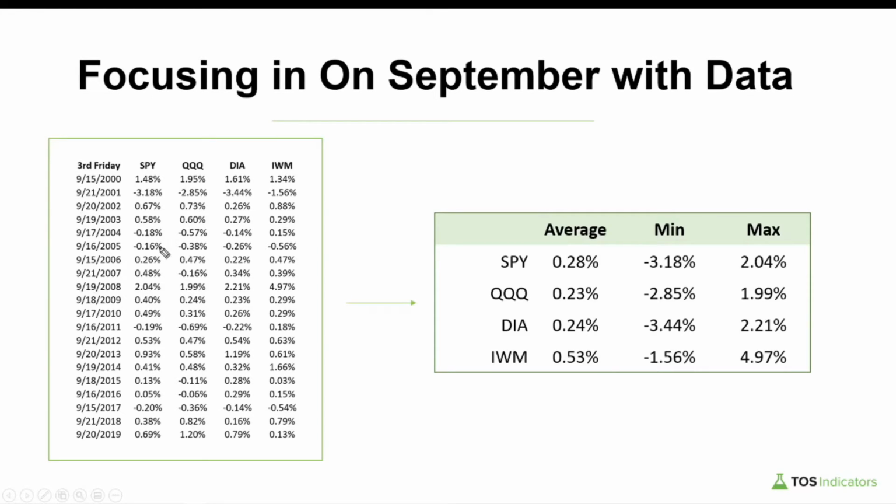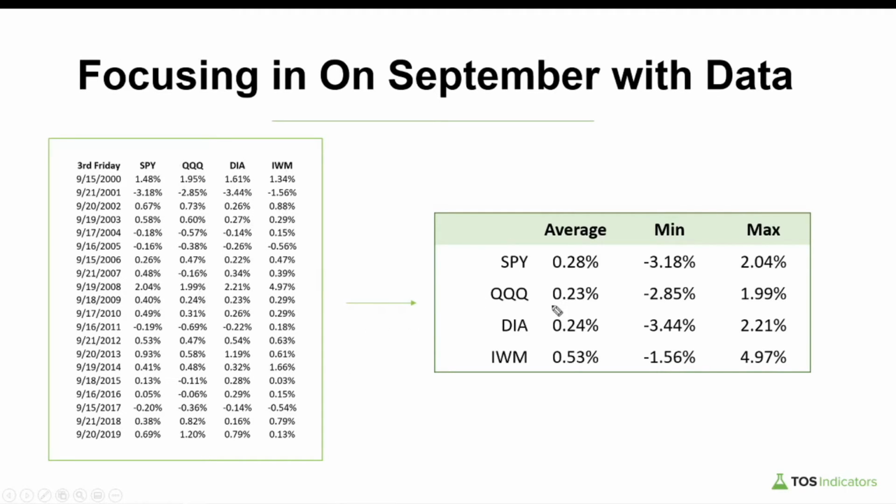So here on the left-hand side, I have a table of all September triple witching Fridays. And here you can see on a percentage basis what the moves look like, on a percentage change sort of nomenclature, right? So you have the data for SPY, you have the data for the Qs, you have the data for the Dow, you have the data for the Russell.